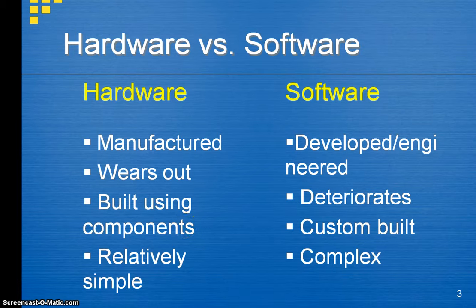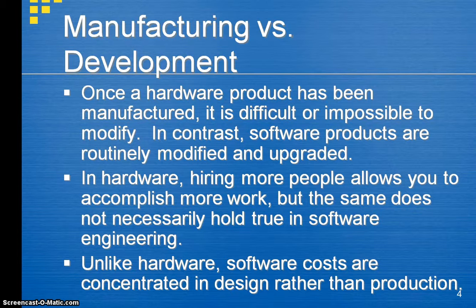And software deteriorates if it is not properly handled by the user, and the software is custom built. In some cases it is complex too. So this explanation related to hardware and software differences regarding manufacturing and development process is given here.